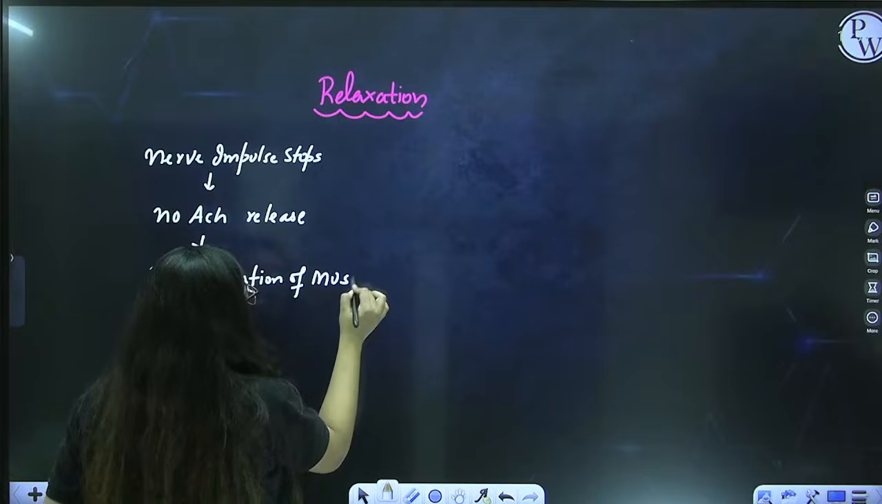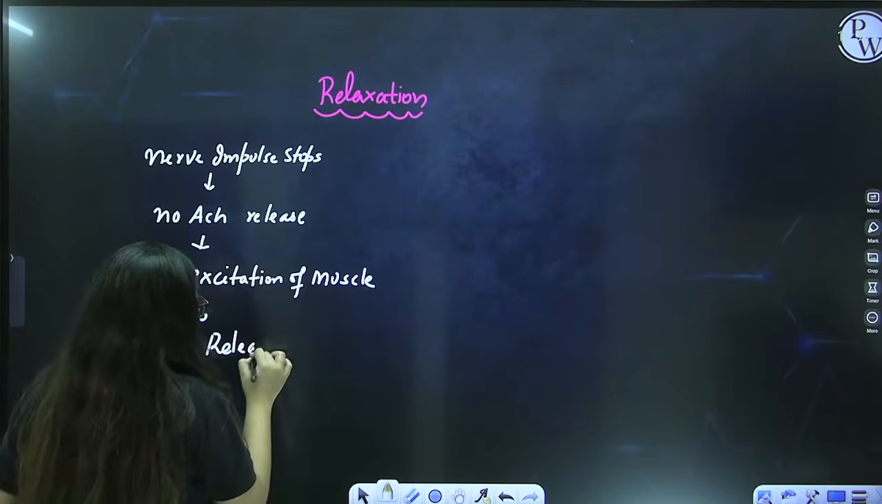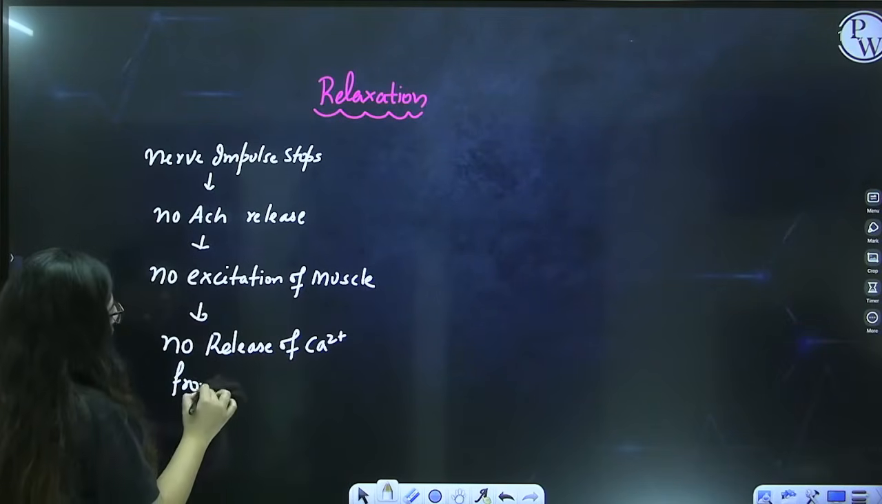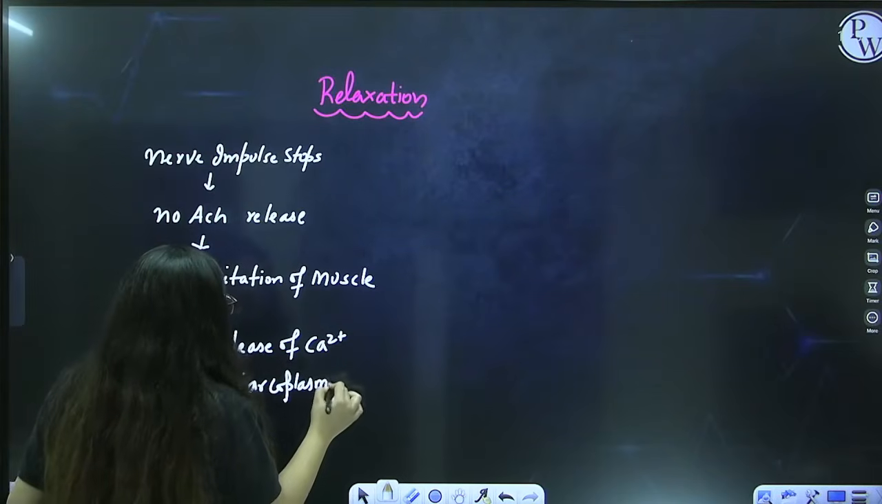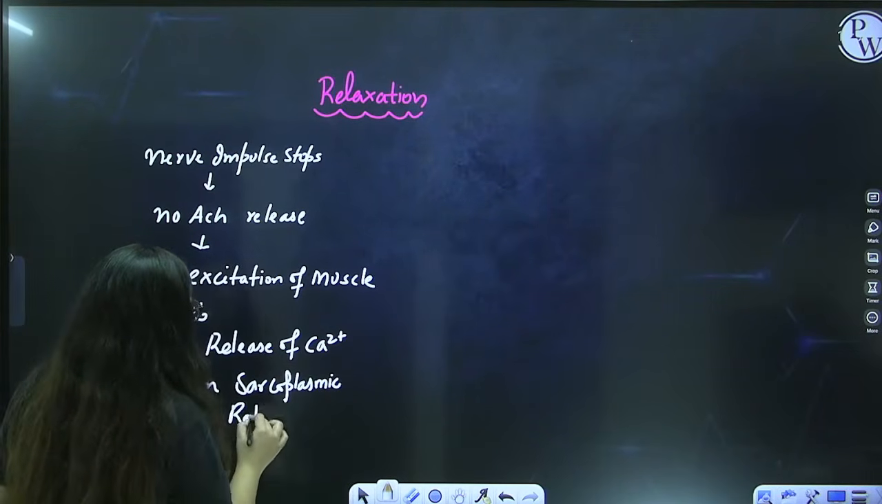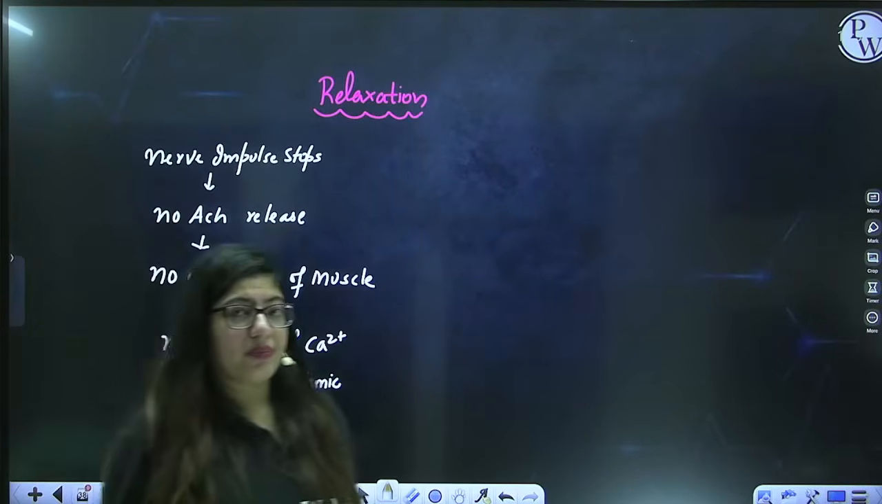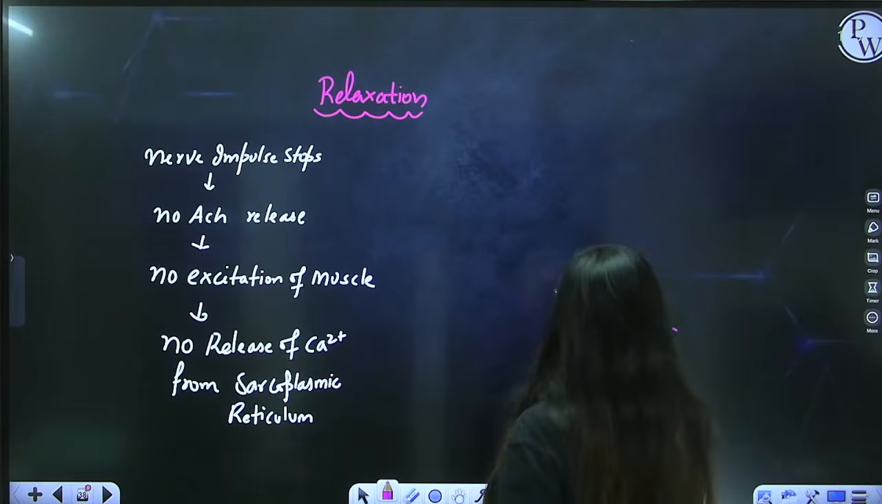No excitation of muscle and no release of calcium ion from sarcoplasmic reticulum. Okay, now what if we want to stop the muscle contraction, but there is already some calcium ion present in the cytoplasm? Okay, if you don't get it, listen.